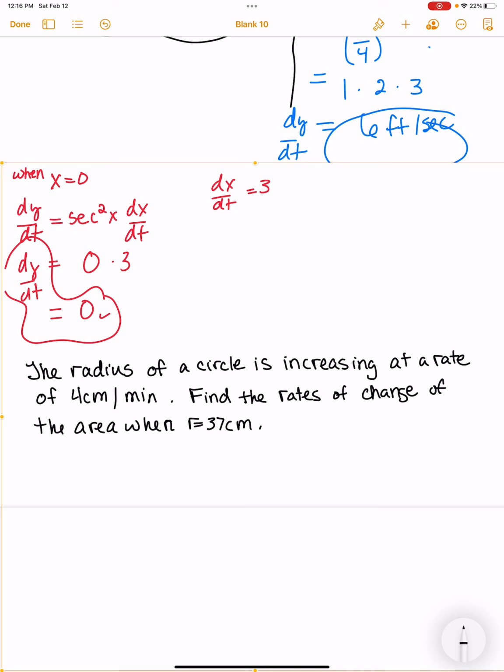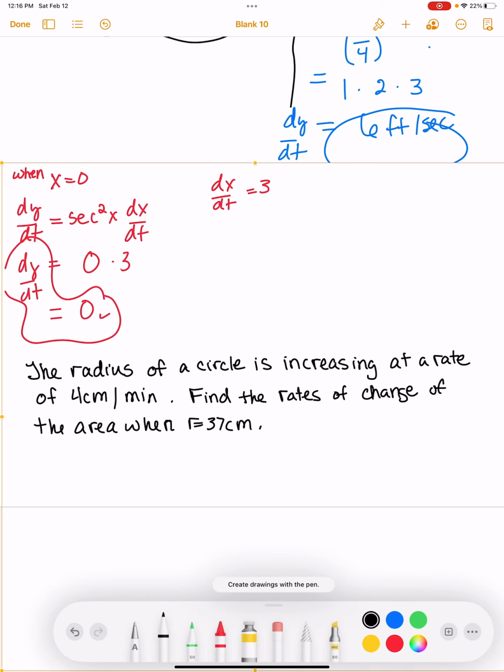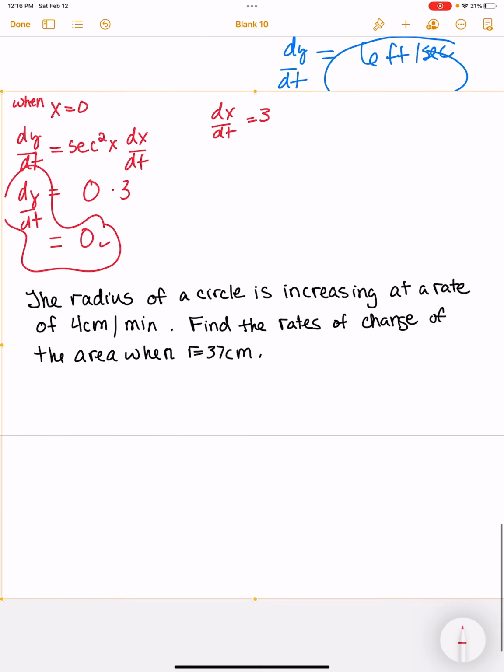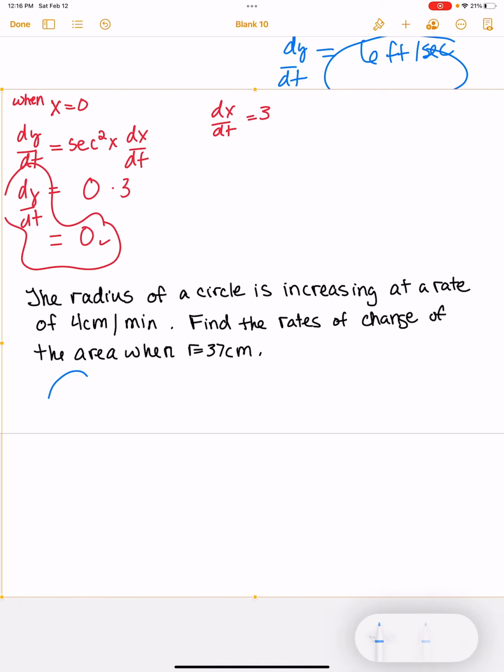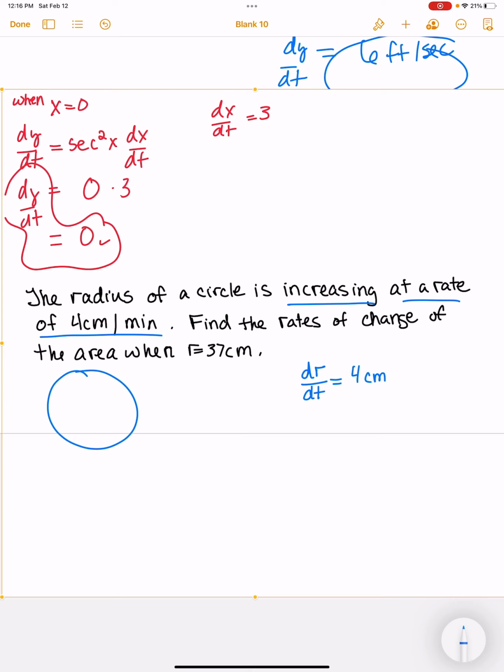Okay, so let's look at this problem. The radius of a circle. So we're given so much information as soon as the problem starts. So we know we're going to be working with a circle, and it's increasing at a rate of 4 centimeters per second. So this is telling you that the rate of change of r with respect to time, aka dr/dt, equals 4 centimeters per minute.